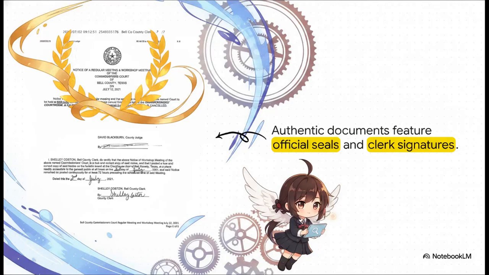Now, take a really close look at this. This is what authentic government documentation actually looks like. When you finally pull up a real document from the county clerk, it is not going to look like some neatly formatted blog post, right? It's going to feature official seals, filing timestamps, and the authorized signature of the Bell County clerk, currently Shelley Costin, or an appointed deputy. That right there is the gold standard you are looking for.